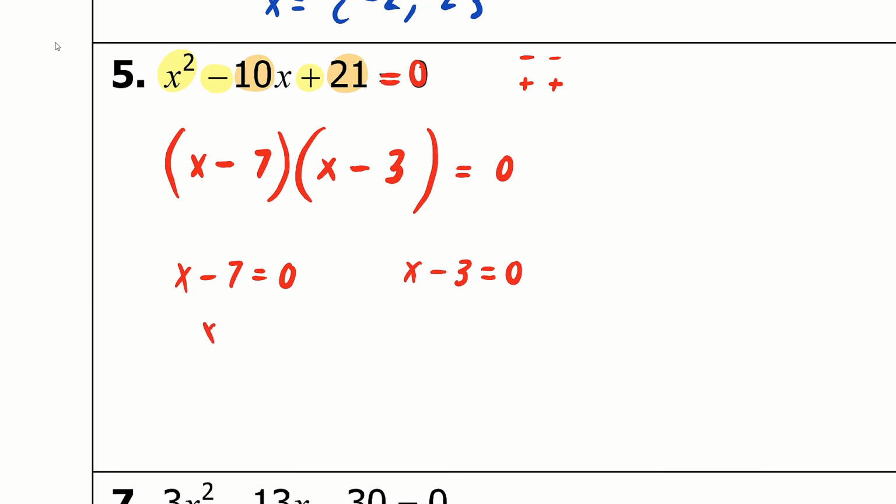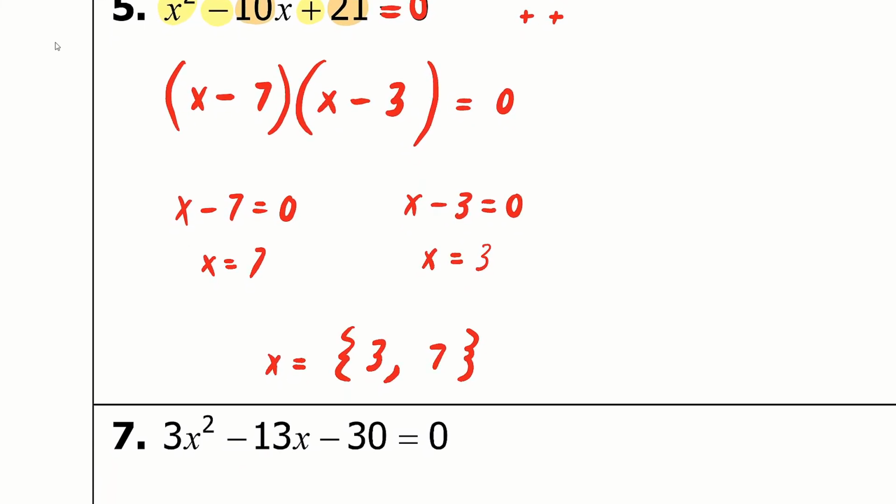So this one we're going to add 7, so x equals 7. This one we're going to add 3, so x equals 3. So my solution set includes the x values positive 3 and positive 7. If you were to graph it, I promise you, that is where you would see it cross the x-axis. Guarantee you. That's where it crosses the x-axis. Try it. I promise you it's true.